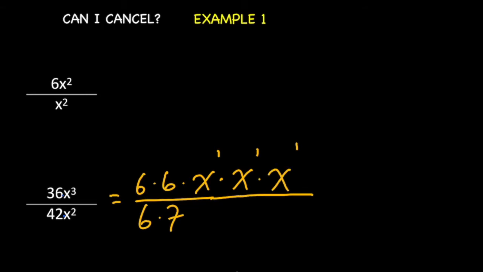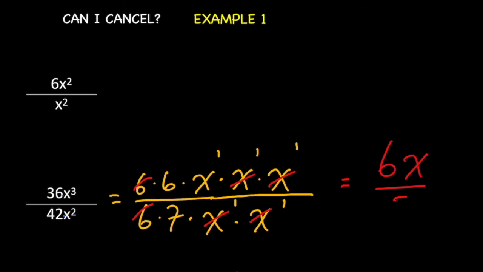Use your hidden one, meaning we know there's a 1 there, but we typically don't write it. This is expanded out. When you do this, it's clear that you cancel 2 x's, the 6's, and you're left with 6x over 7.